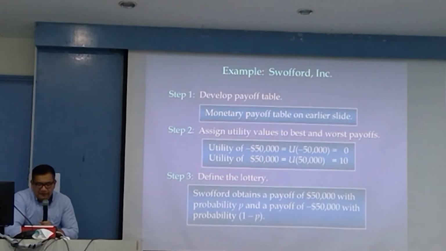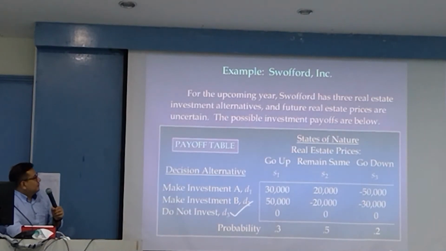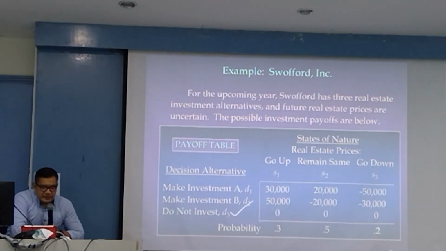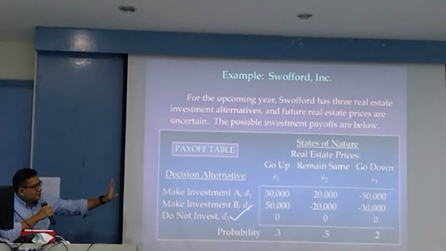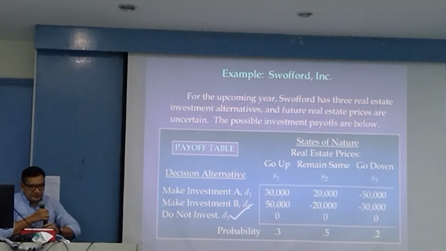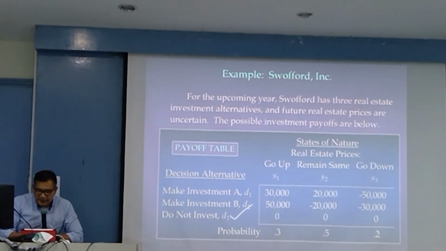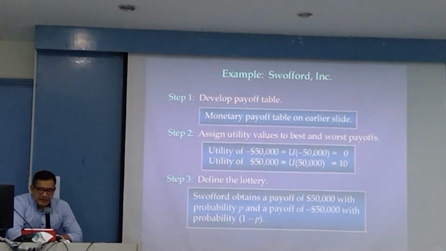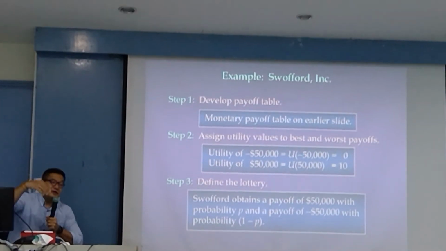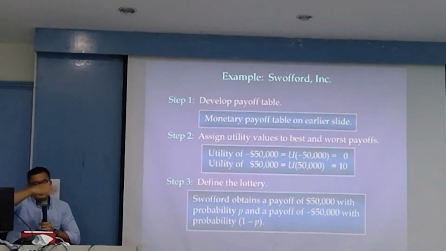So, for example, if I go back to the very first example, the case where this company has 3 alternatives: invest in A, invest in B, and do not invest at all. And this is the payoff table. So if I try to do this using the utility concept, what do we have here? The highest payoff in this case is 50,000. So we let 50,000 be 10. Let's say in this case I'm using the scale 0 to 10. So the best payoff I'm using 10.